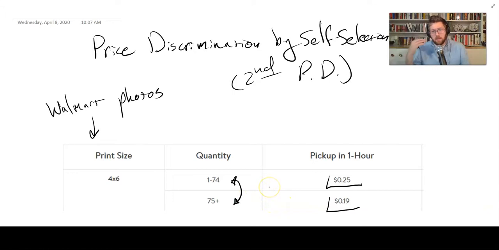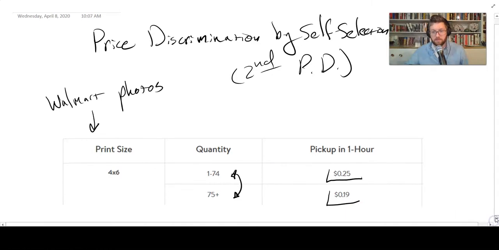So this is an extremely common pricing strategy. Tons of firms do this where they offer bulk discounts, right? And the logic behind the bulk discount, there's kind of two arguments for it. One is that maybe it's cheaper for the firm to process a bulk discount, and so they pass some of that savings on to the consumer. But there's also an argument for a bulk discount like this for price discrimination by self-selection. So how does that work?